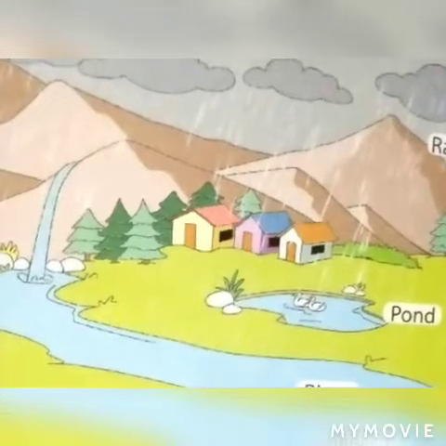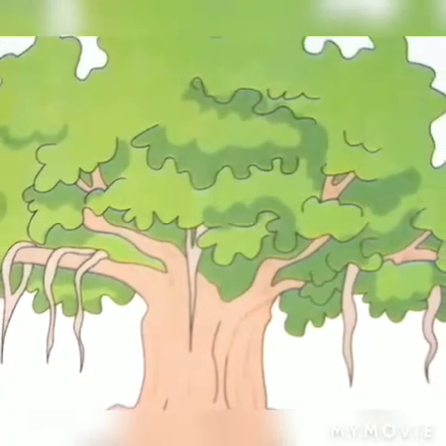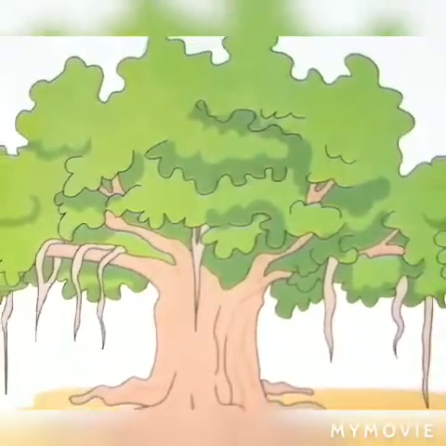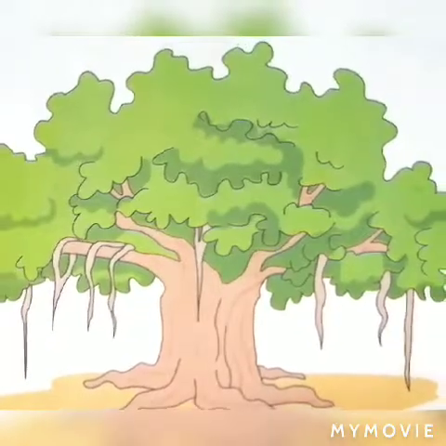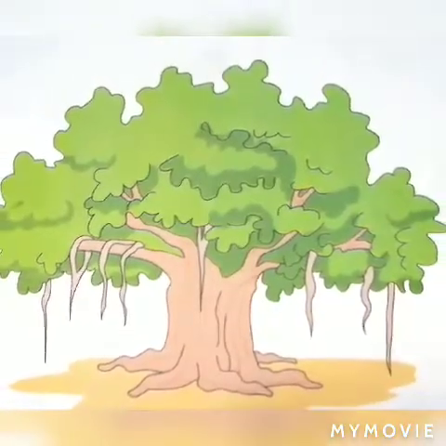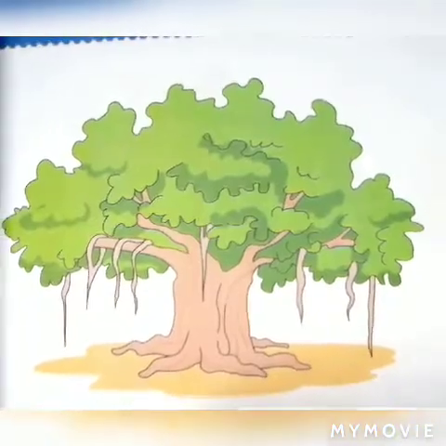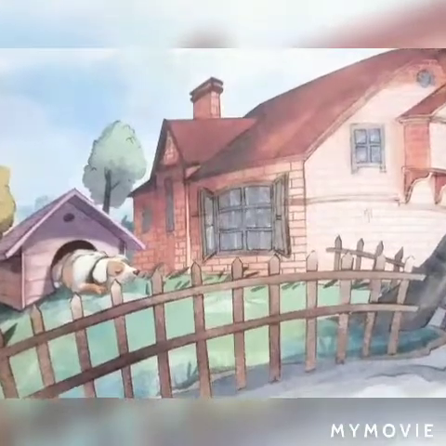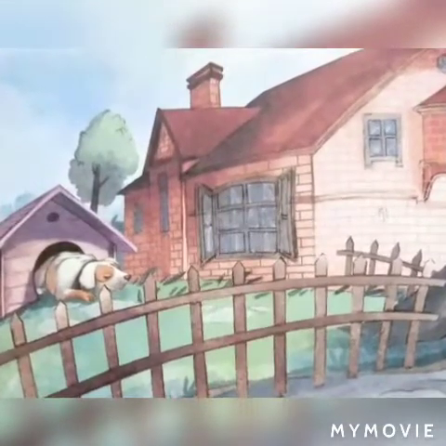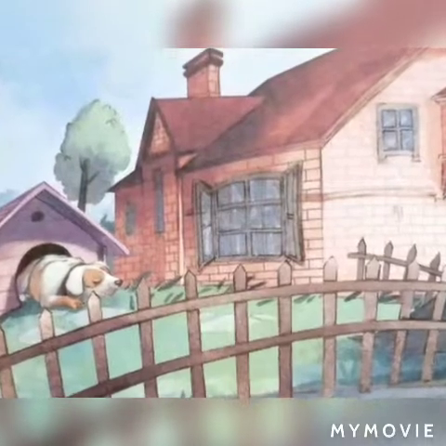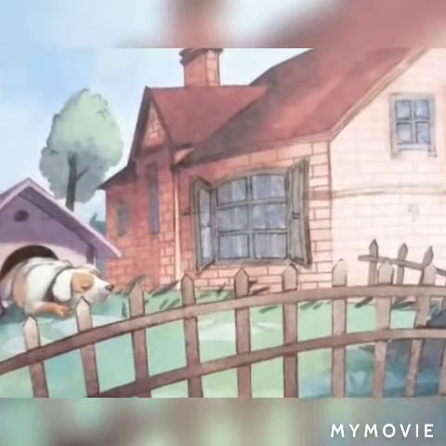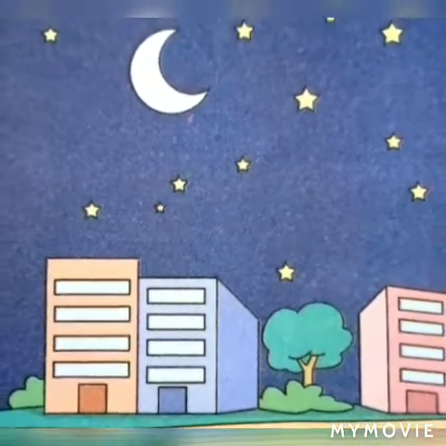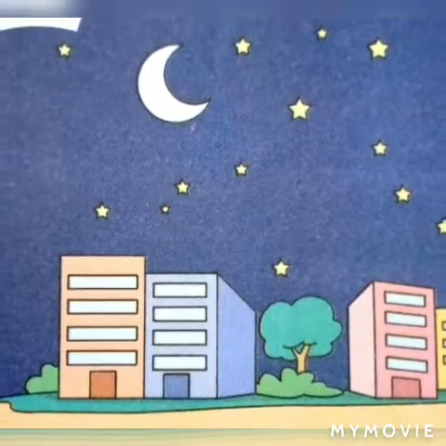Now let us come to the next part, where I will tell you about natural things and man-made things. All the living things are natural. Living things can never be man-made. Do remember this. All the living things are natural things. Now, there are 2 categories of non-living things. Non-living things can be natural or man-made.